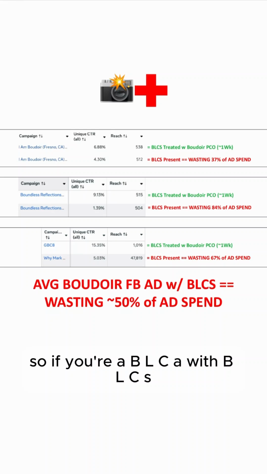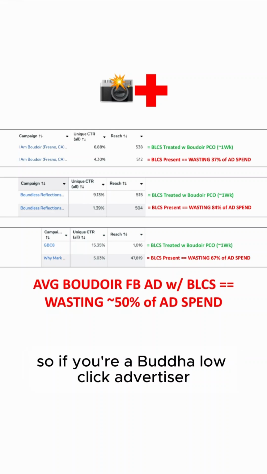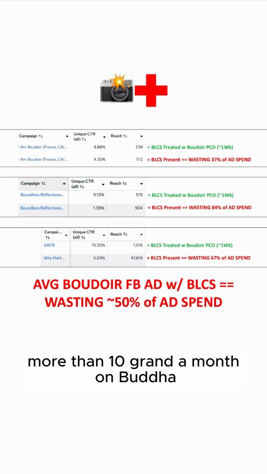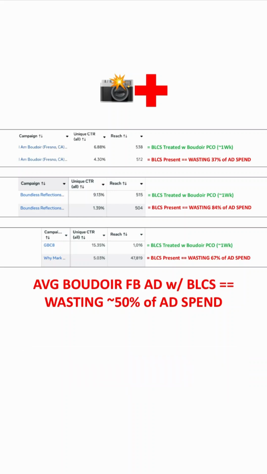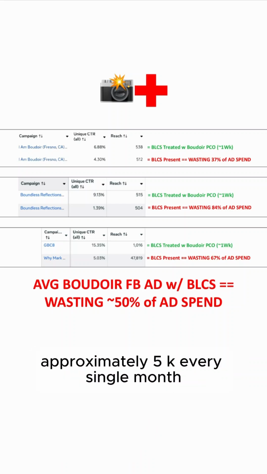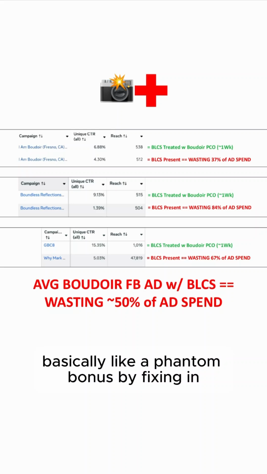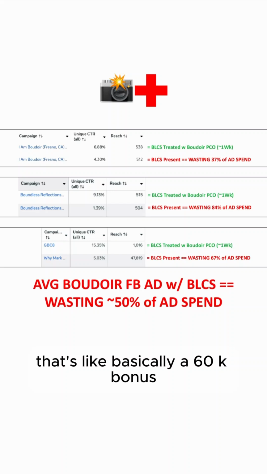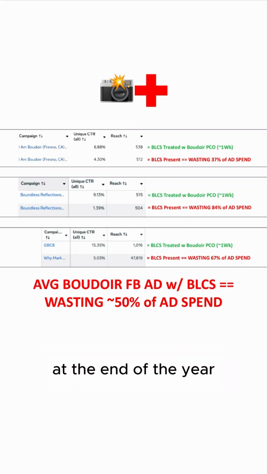So if you're a BLCA with BLCS, so if you're a Boudoir low click advertiser with Boudoir low click syndrome, and you're spending more than 10 grand a month on Boudoir Facebook ads, and you want to eliminate and put back in your pocket approximately 5K every single month, basically like a phantom bonus, by fixing your BLCS with Boudoir Pico, that's basically a 60K bonus at the end of the year.